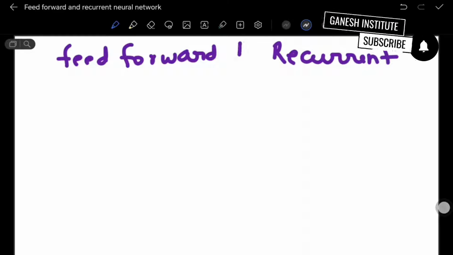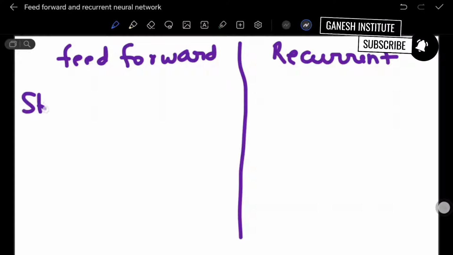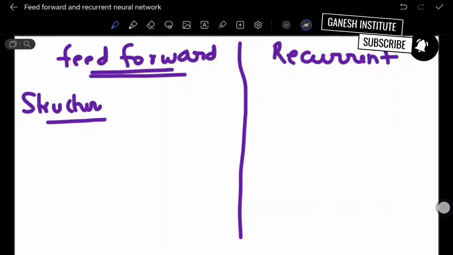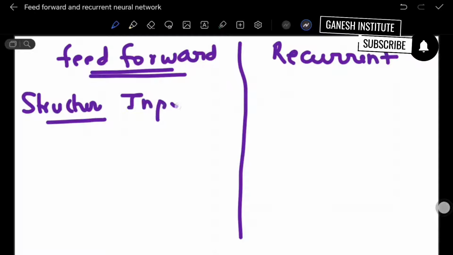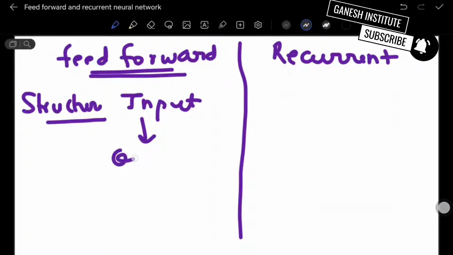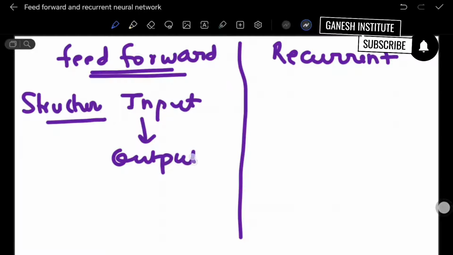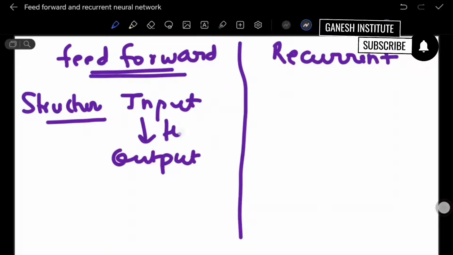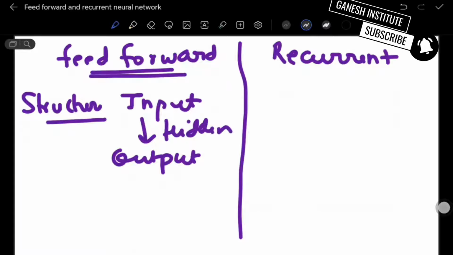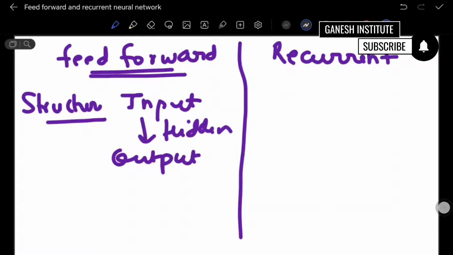And if we talk about the structure first. So feed forward means it is going in one direction, okay? So information flows only in one direction, that is from input layer to the output layer, okay? And while doing so, hidden layers are involved, okay? So only one direction, that is forward direction.